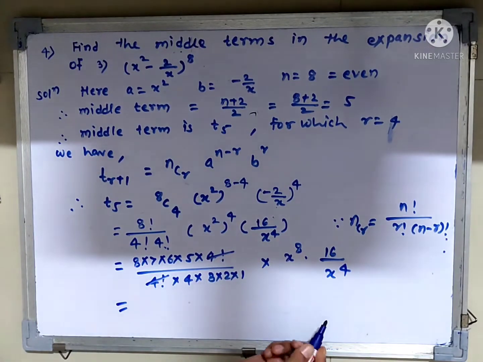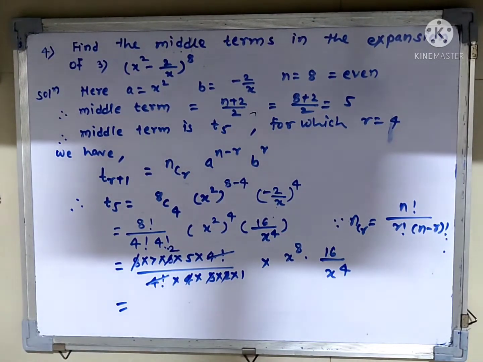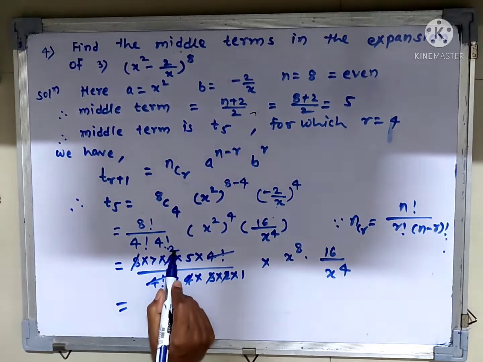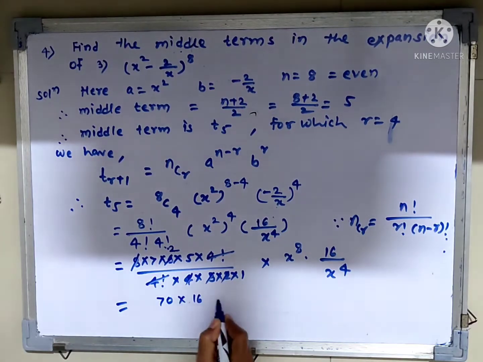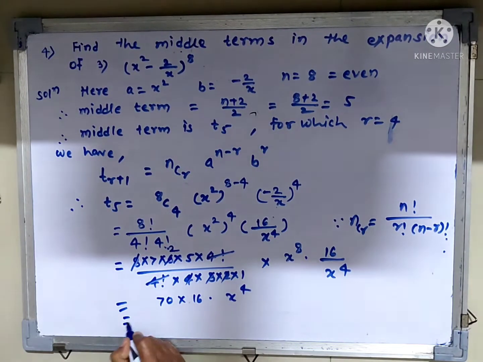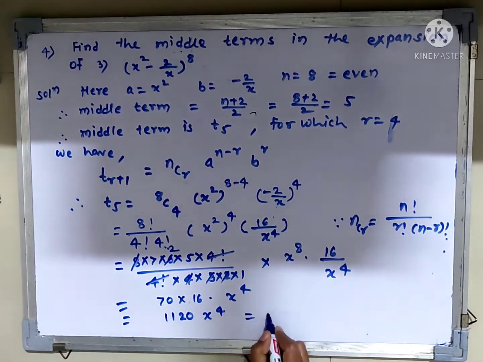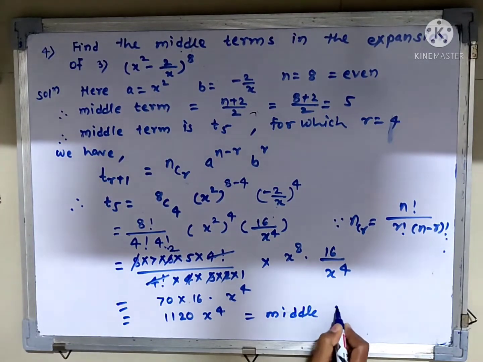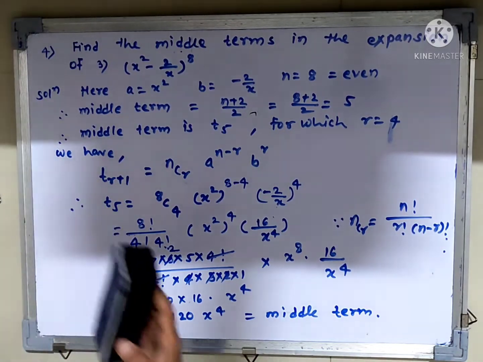4 factorial cancels with 4 factorial. 4 cancels into the 8, leaving 2. 3 into 2 is 6. 5 into 2 is 10, 10 into 7 is 70. It is 70 into 16 into x raised to 4, which is 1120 x raised to 4. It is the middle term. Okay, then example number 5.